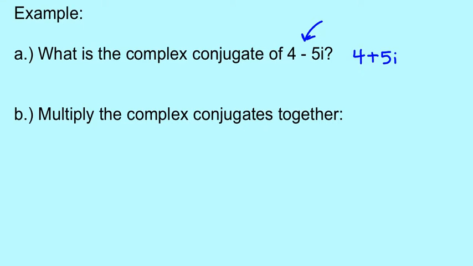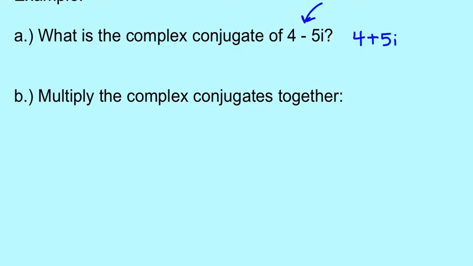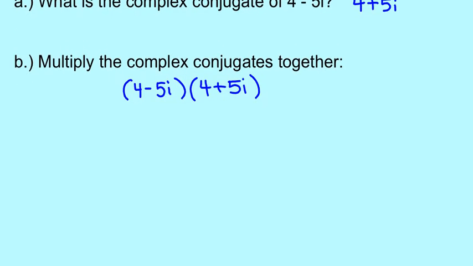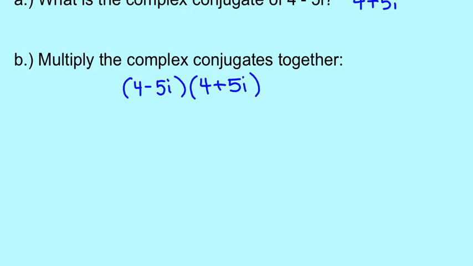Now let's go ahead and multiply these two conjugates together. So we have 4 minus 5i times 4 plus 5i. Think of this as a binomial times a binomial, and we want to distribute, multiply these together. The way we remember this, a binomial times a binomial, is FOILing. So let's go ahead and FOIL these.